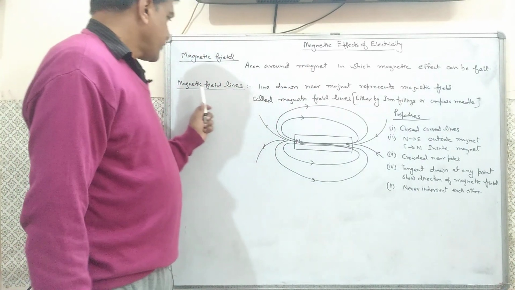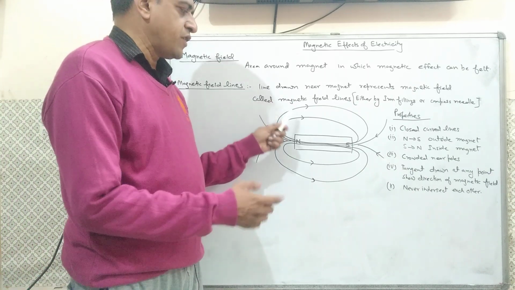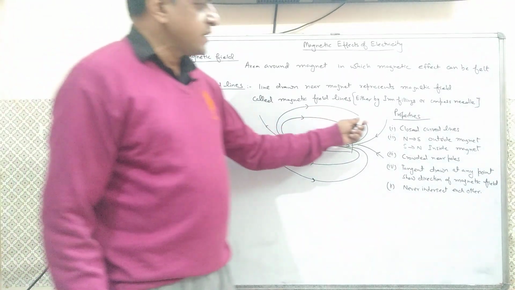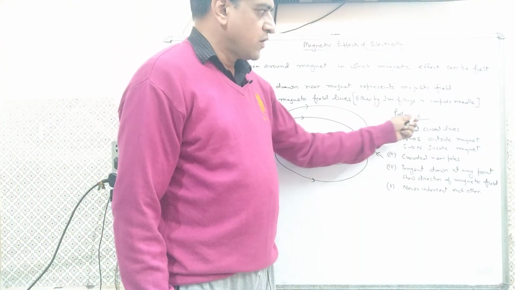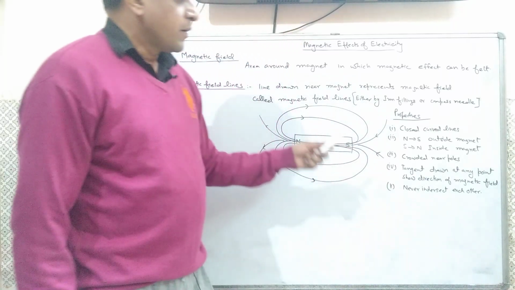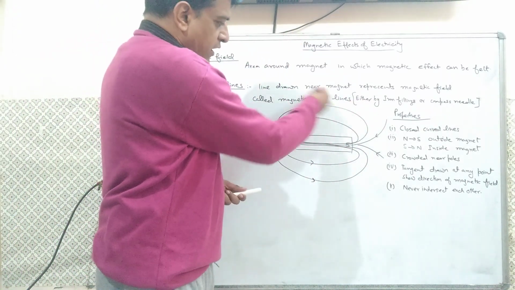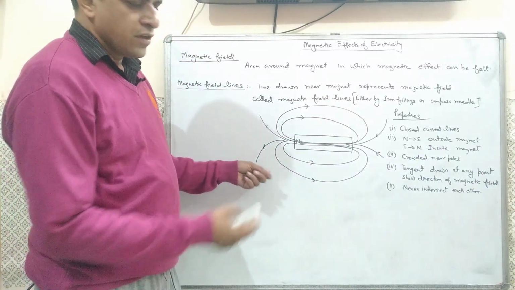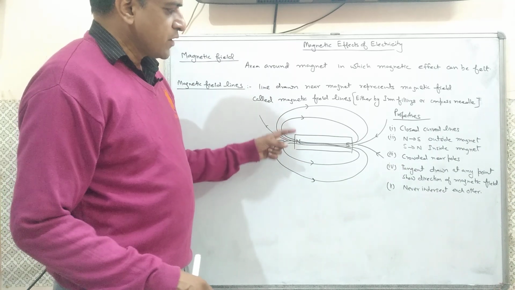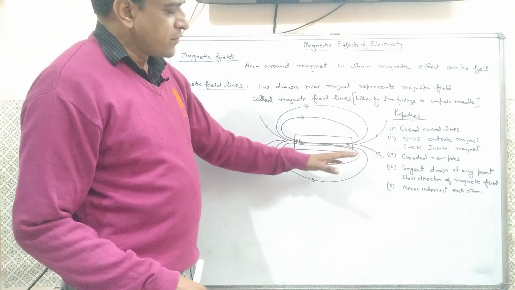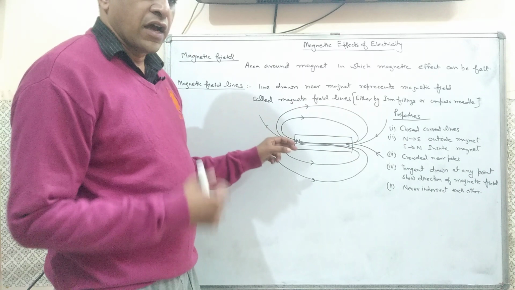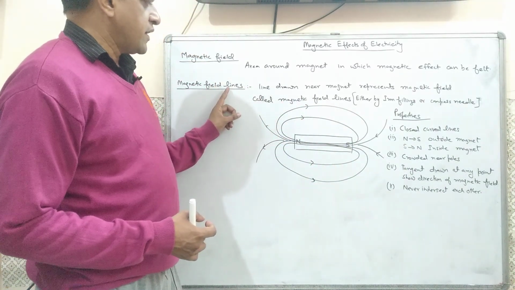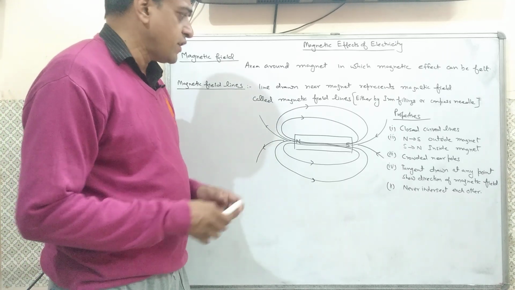Now the second one is the magnetic field lines. Magnetic field lines are the lines around the magnet which can be drawn with the help of iron filings or a compass needle. With iron filings, you just sprinkle the iron filings around the magnet and tap the board of your horizontal drawing board. If you tap these iron filings, they will align themselves in a specific pattern, and this pattern is known as magnetic field lines.